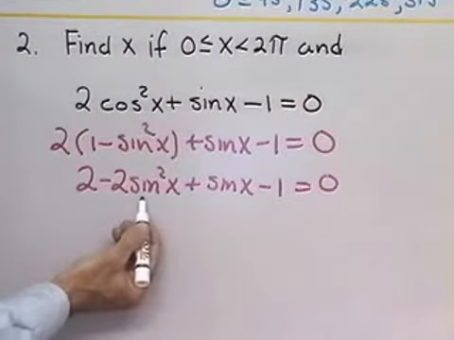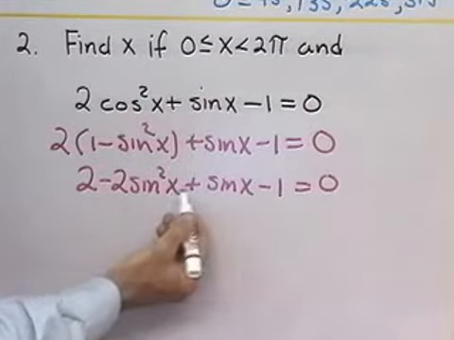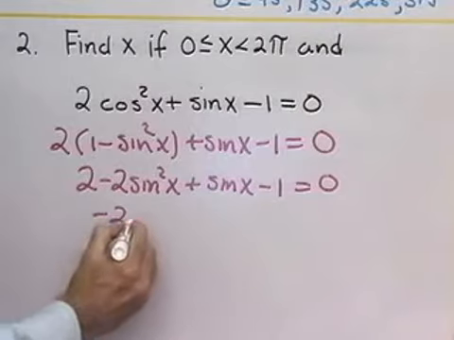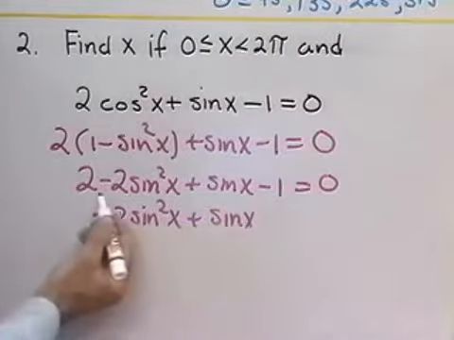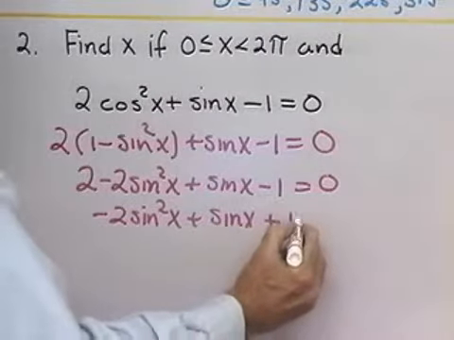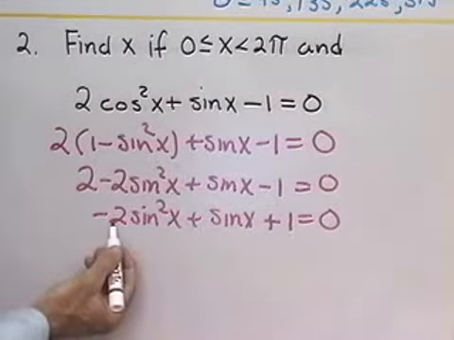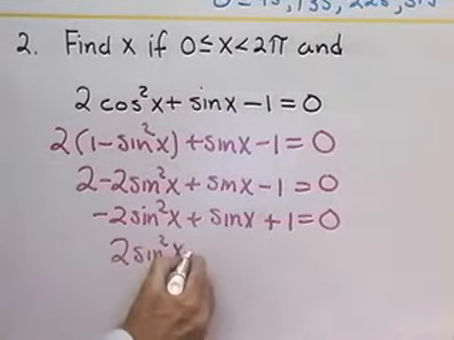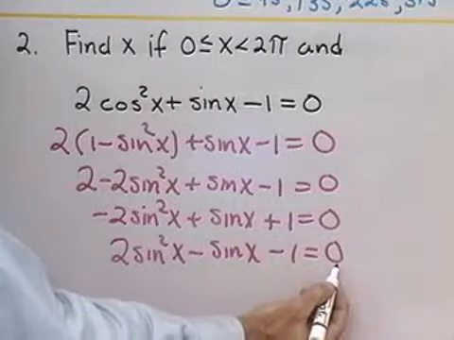Okay, I have a quadratic equation in sine x, and so I want to put it in standard form. Let's write this out. Negative 2 sine squared x plus sine x, positive 2 plus negative 1 is going to be 1 equals 0. Now let's multiply both sides by negative 1, so I'll have my first term positive. So negative 1 times both sides will give me 2 sine squared x minus sine x minus 1. 0 times negative 1 is still 0.